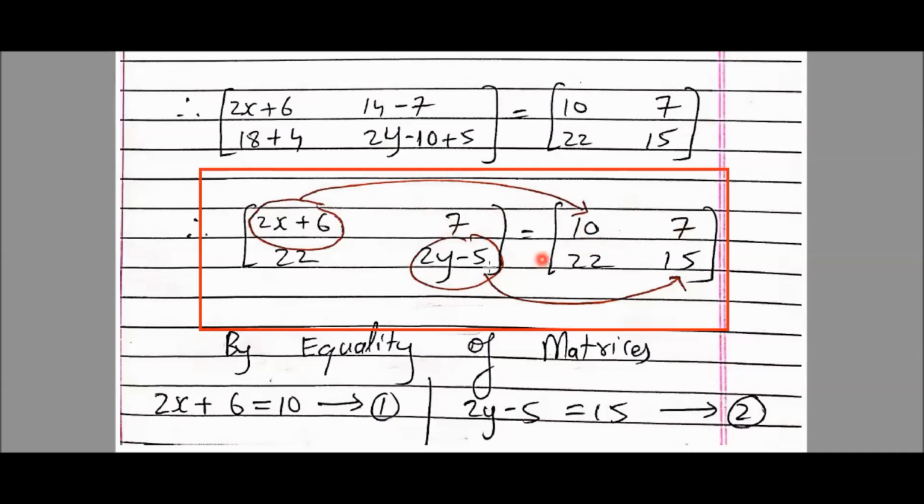What we will do with that? 22, of course it's equal to 22, but no need to compare. Here comes the key point. 2y minus 5 will be compared with 15. Compared means it will be stated as equal to. By which law? See this law. It's compulsory to write this statement: by equality of matrices. So 2x plus 6 is 10. I wrote this and I call it equation 1. And 2y minus 5 is nothing but 15. So I'll call it equation number 2.